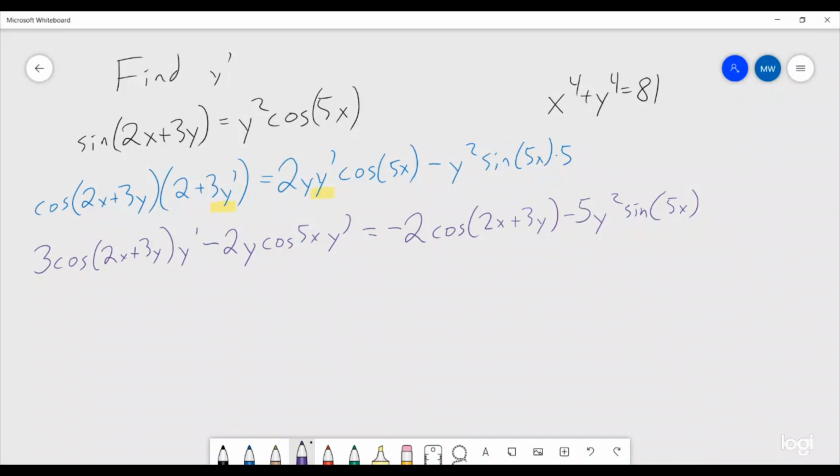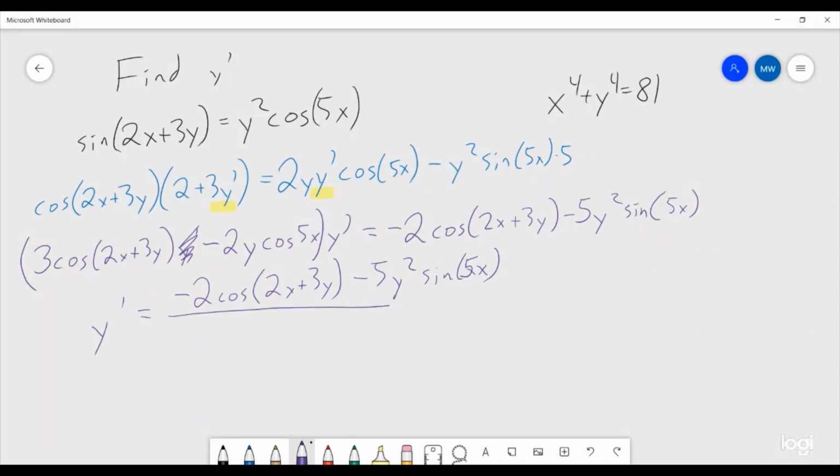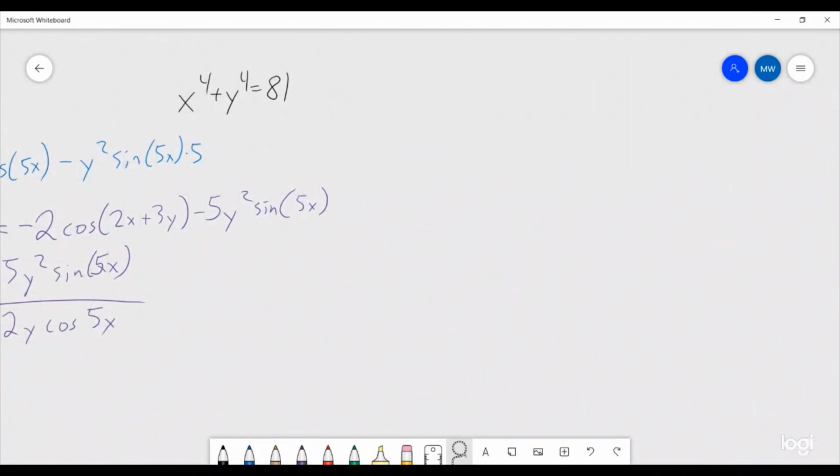So we can factor out this y prime term, and then we can divide that term over. So we are left with y prime is equal to negative 2 cosine of 2x plus 3y minus 5y squared sine of 5x, all over 3 cosine of 2x plus 3y minus 2y cosine of 5x. And there you go. That's y prime in that first case. Now, let's go and do the second problem.